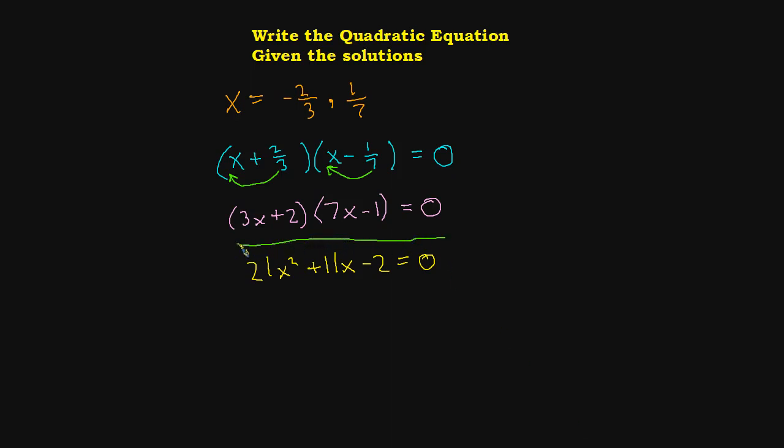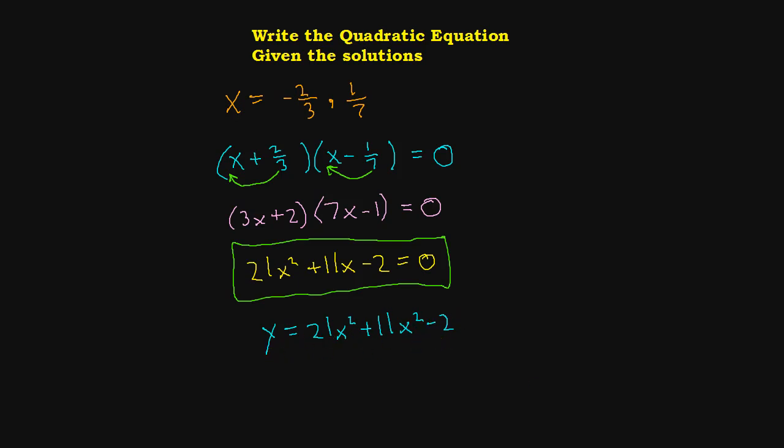Now, one last thing that's kind of a neat idea is that we could check this. It turns out that if I change this 0 into a y, I could graph this as what's known as a quadratic function. And if I did the math correctly, and I graph this, what I should find is that the x-intercepts of this graph should be at -2/3 and positive 1/7. For those of you that are daring, you can try that with Desmos. Go ahead and plug this in and see what happens.